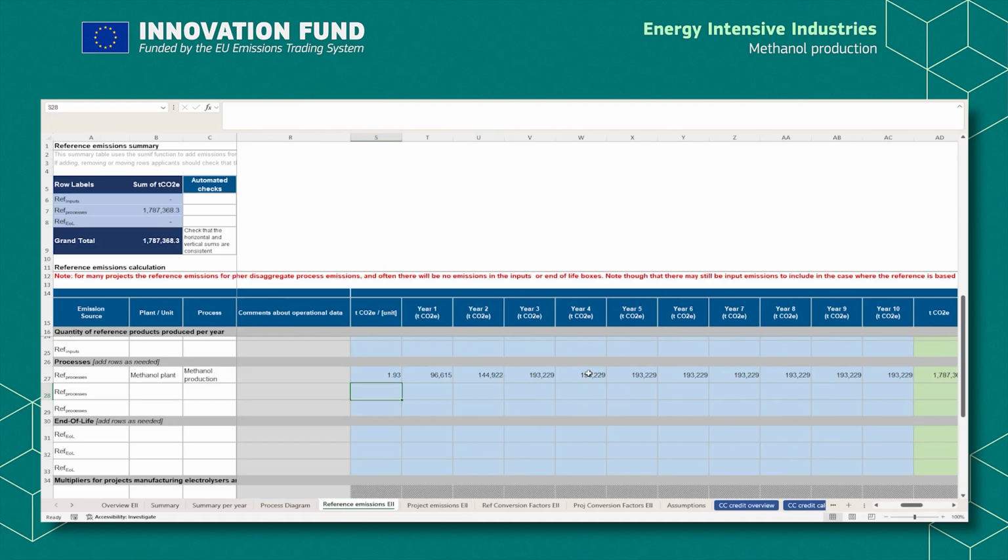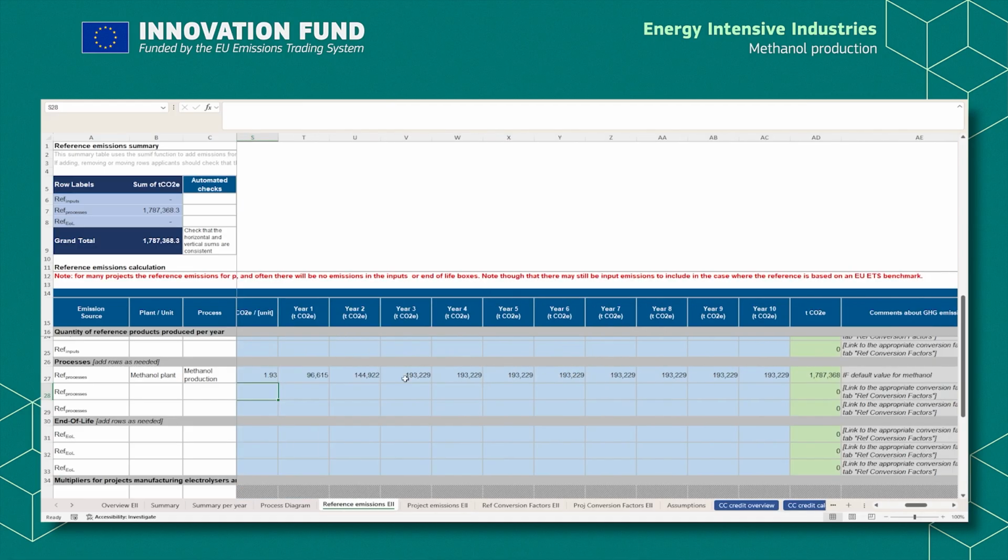The methanol emission factor is based on life cycle analysis. This implicitly includes the end-of-life emissions, which result from the oxidation of the carbon in methanol molecules to CO2. It also includes the emissions from the inputs and energy consumed in the methanol production process.